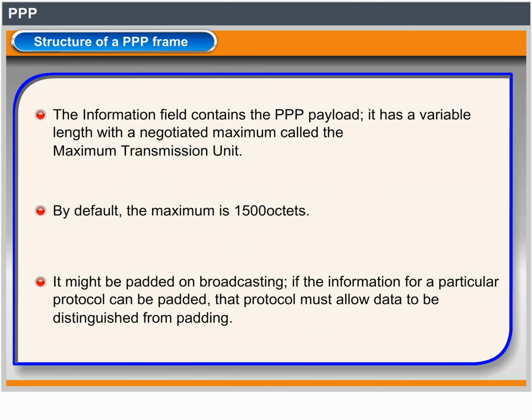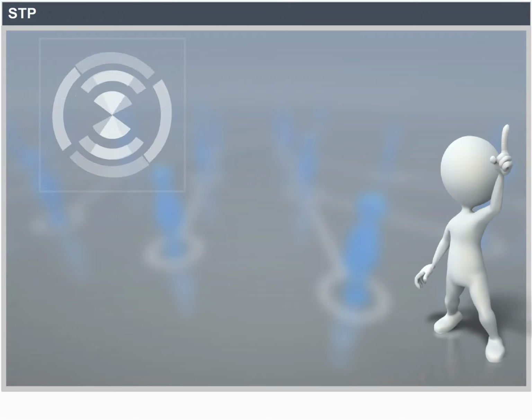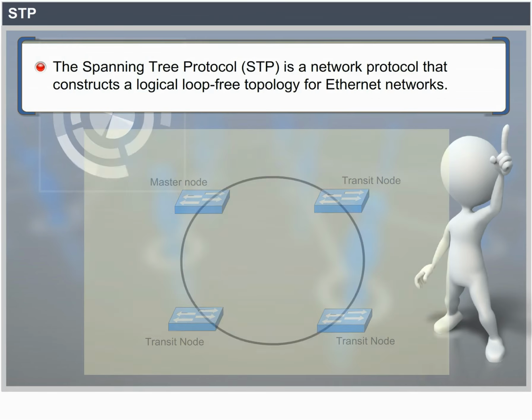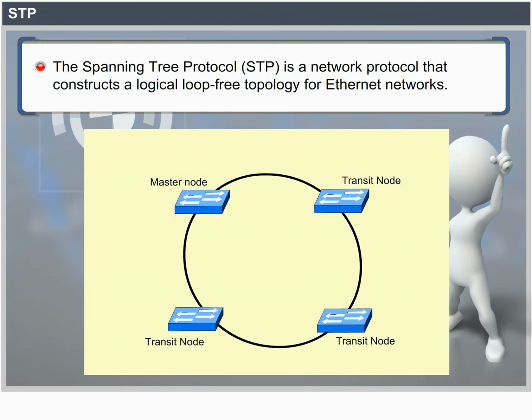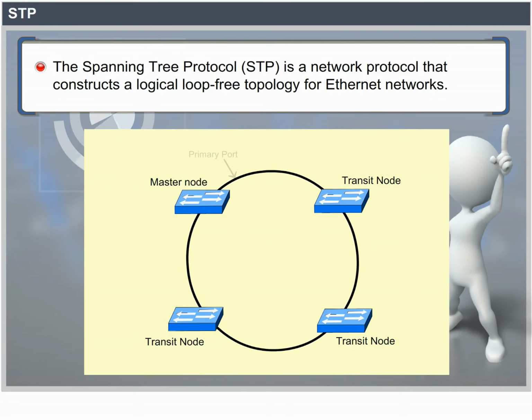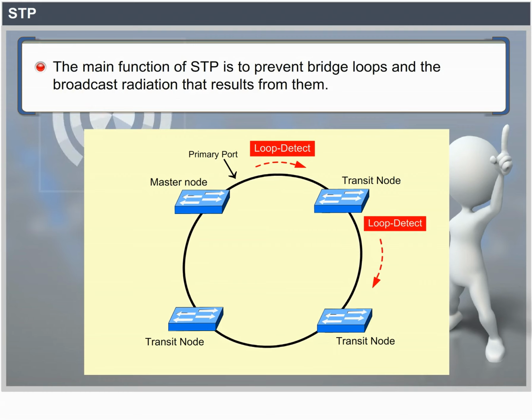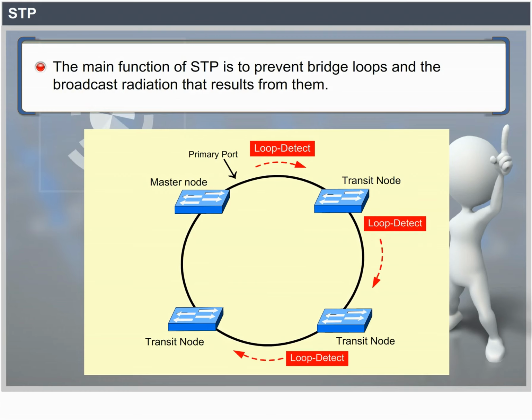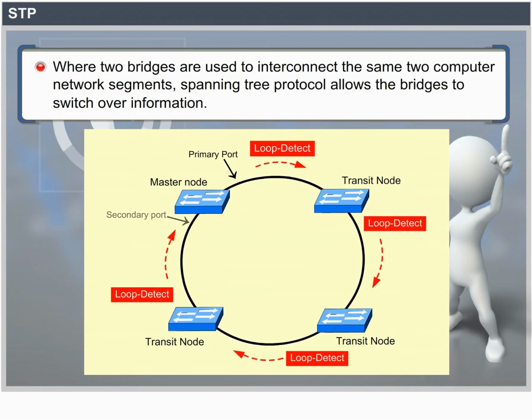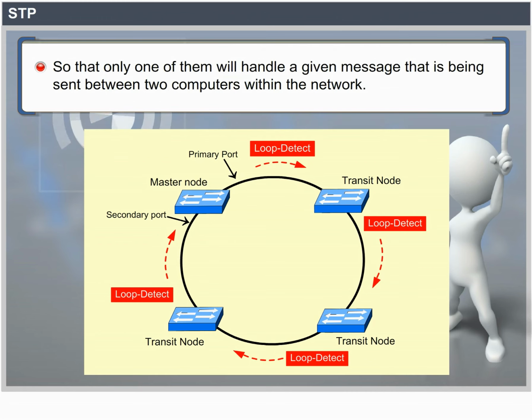STP, the Spanning Tree Protocol, is a network protocol that builds a logical loop-free topology for Ethernet networks. The basic function of STP is to prevent bridge loops and the broadcast radiation that results from them, where two bridges are used to interconnect the same two computer network segments. Spanning Tree Protocol allows the bridges to exchange information, so that only one of them will handle a given message that is being sent between two computers within the network. The Spanning Tree Protocol prevents the condition known as a bridge loop.